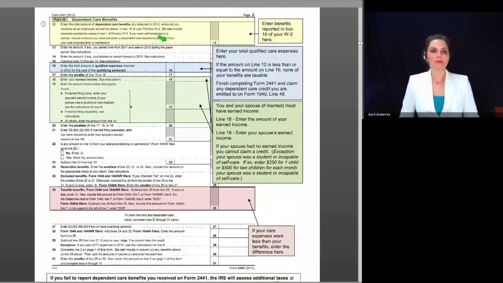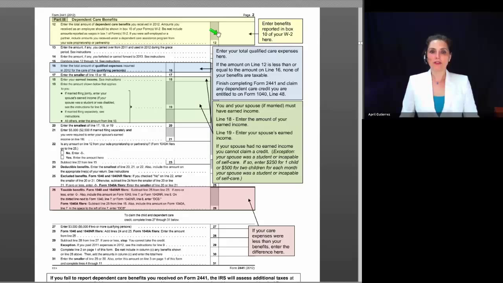Moving up to part three of the form, or onto page two where we have part three, if you have a box 10 on your W-2 showing that there were employer-provided child care benefits, then you must complete page two of the Form 2441. If there are no dependent care benefits provided through your employer, then page two is not necessary. You don't even attach it to the return. But if you do have employer-provided benefits, page two becomes mandatory and you have to fill it out.